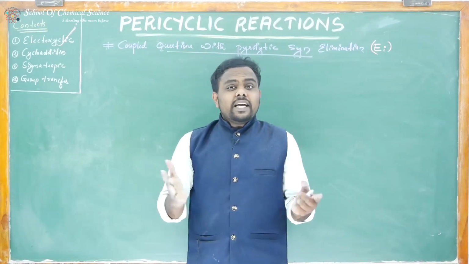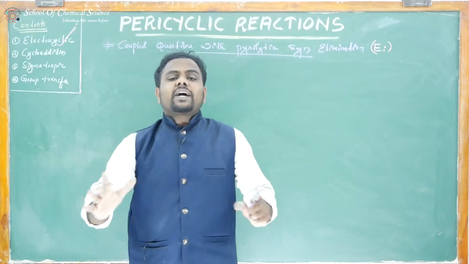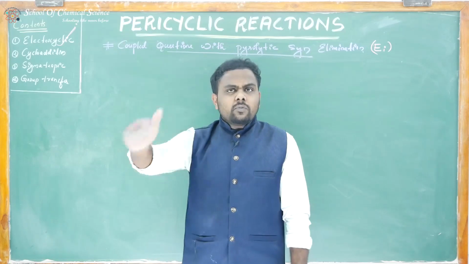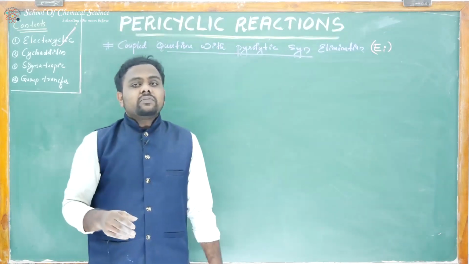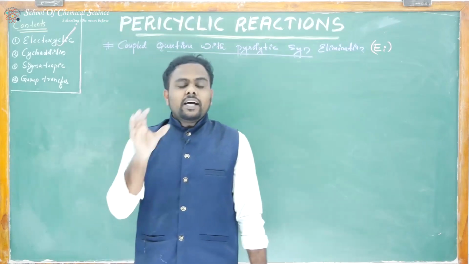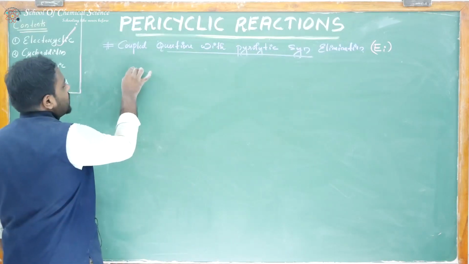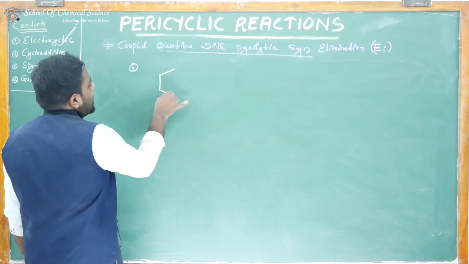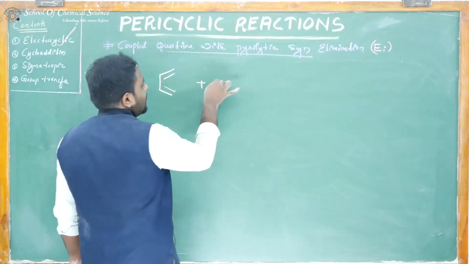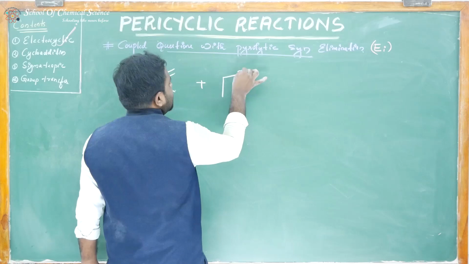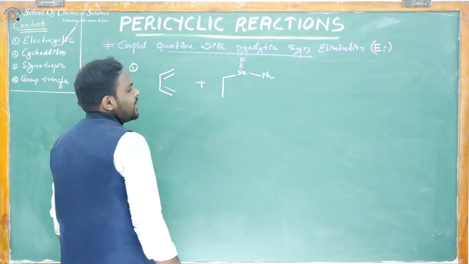So we discussed some basic facts of pyrolytic syn elimination and the systems which show pyrolytic syn elimination. Now we are moving to some coupled questions of Diels-Alder reaction with the pyrolytic syn elimination. First question, a diene is given, plus a compound Se double bond O, Ph.